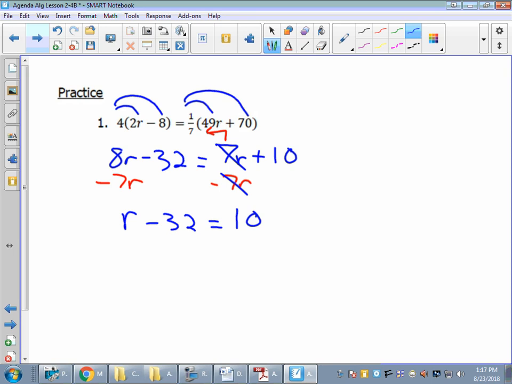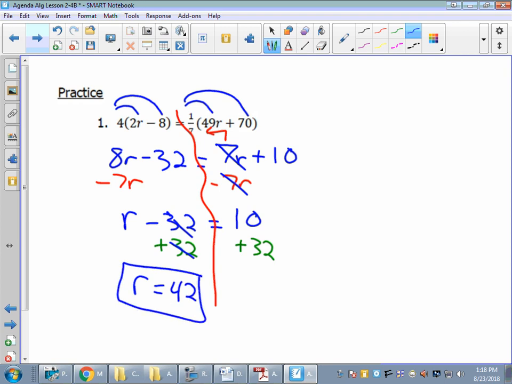And remember, I haven't been doing this lately, but if you want to, of course, you can draw a line through the equal sign just so you know you're working on both sides, coming across the equal sign. And now I'm going to get the numbers on the other side, so I'm going to add 32 to both sides. And so we should get a final answer, because these are going to cancel out, of r equals 42. Okay, so that was just by solving it as usual.